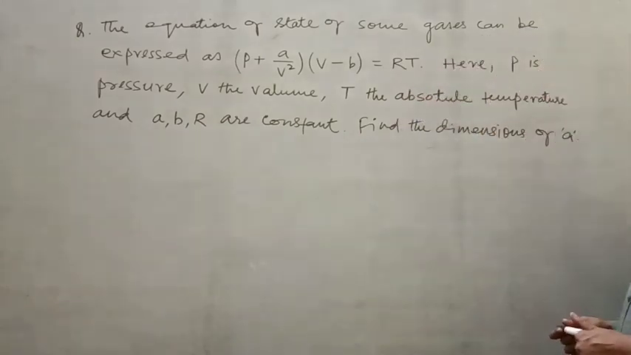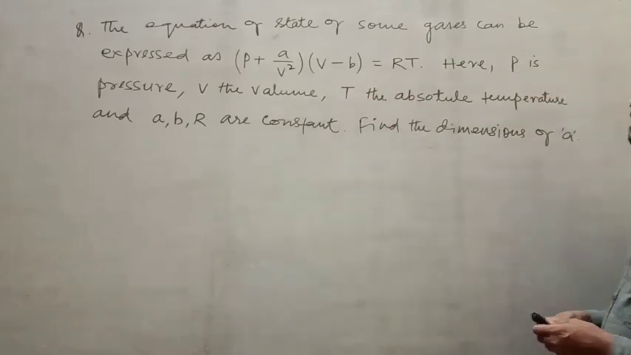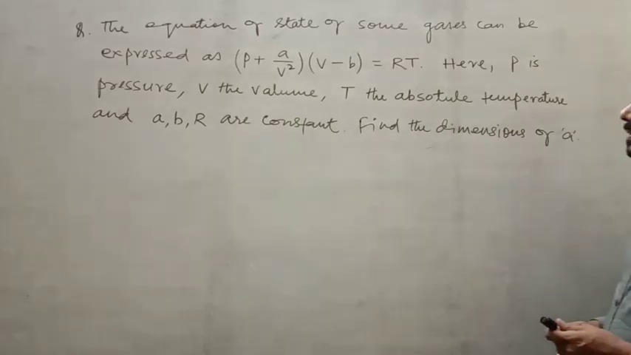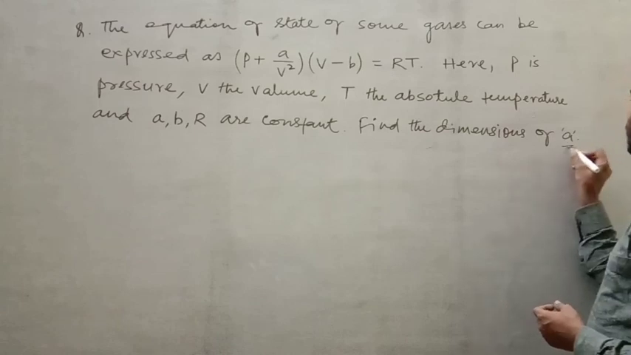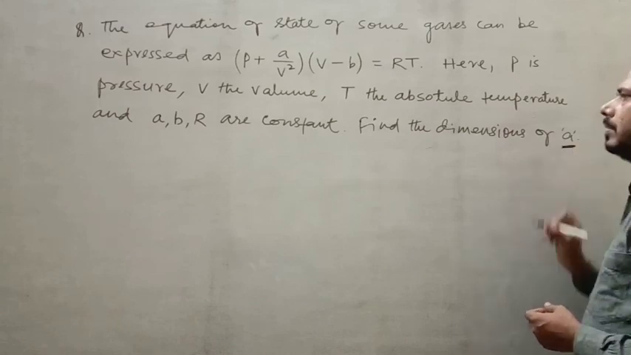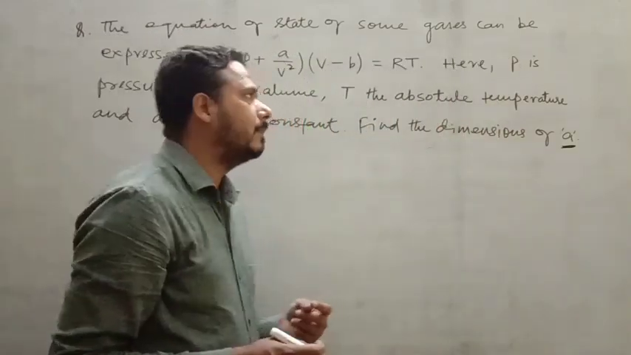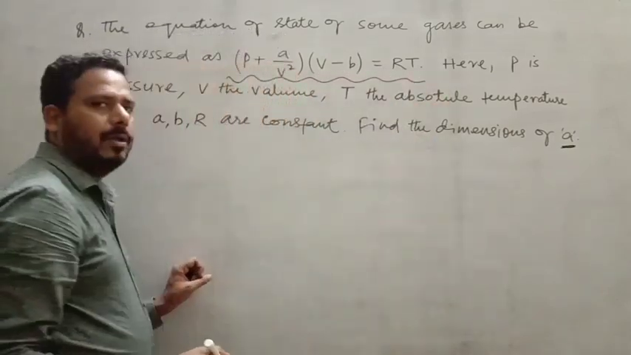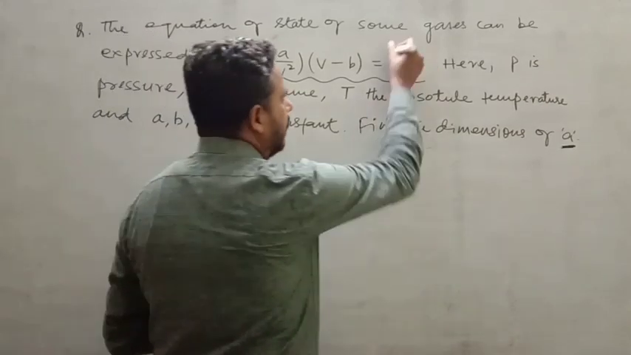The question is: the equation of state of some gases can be expressed as this expression, where P is pressure, V is volume, T is temperature. You have to find the dimensions of A. This is a very new equation for you, a very long equation. Then simply think about this RT.